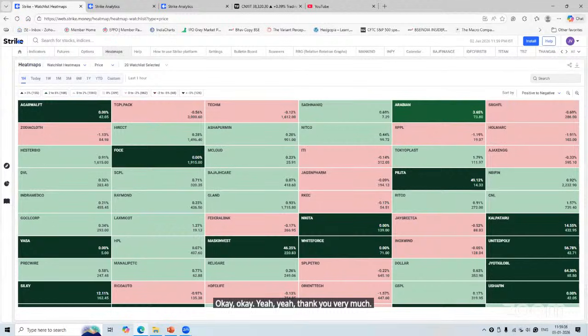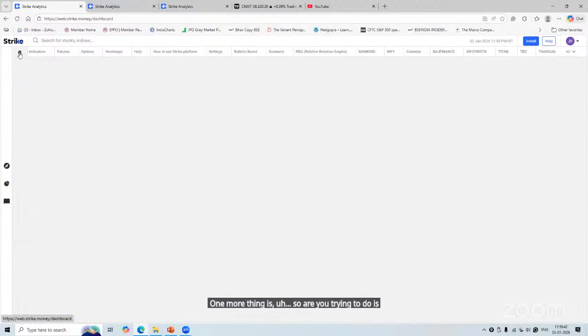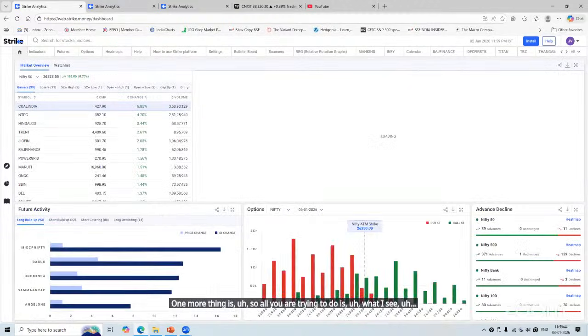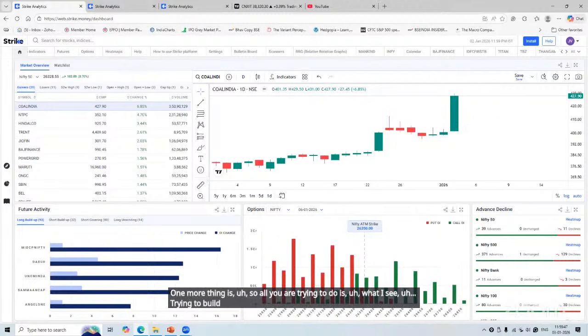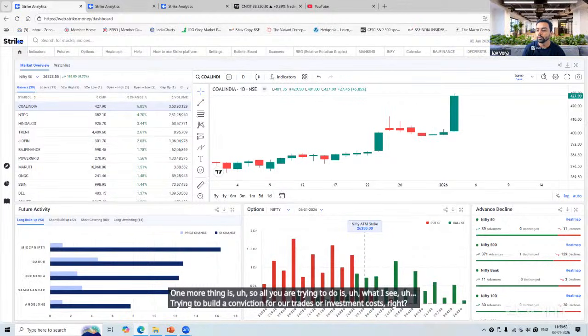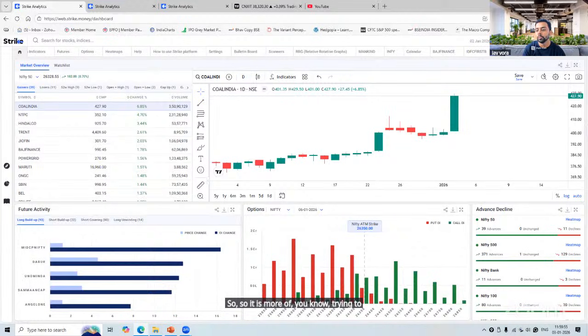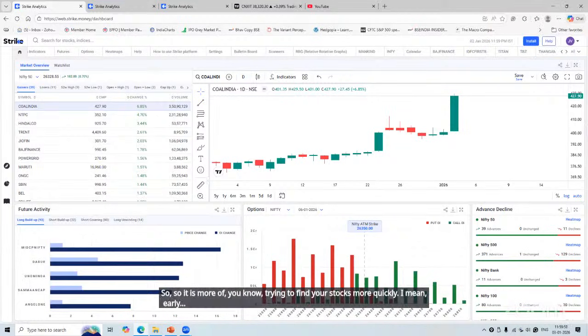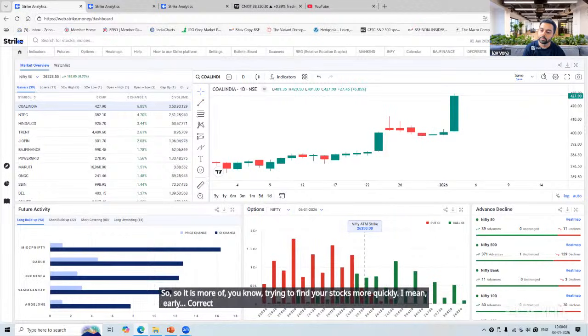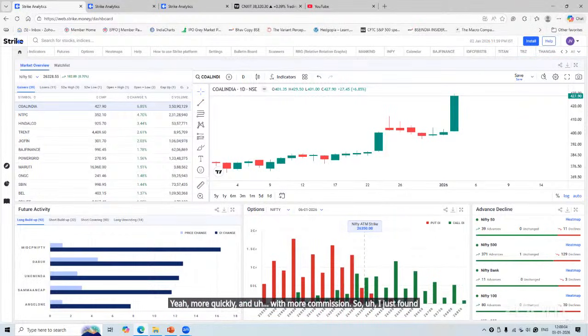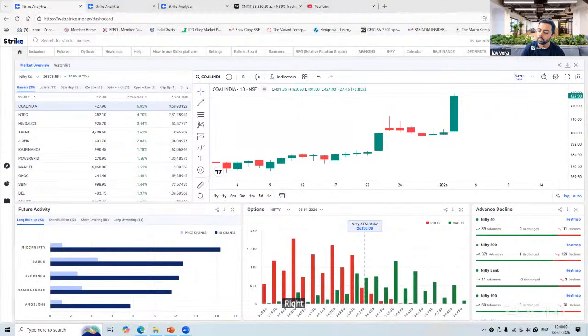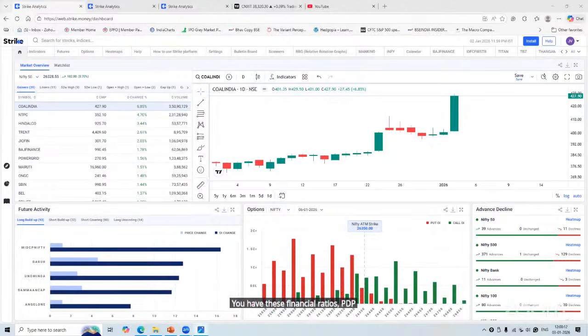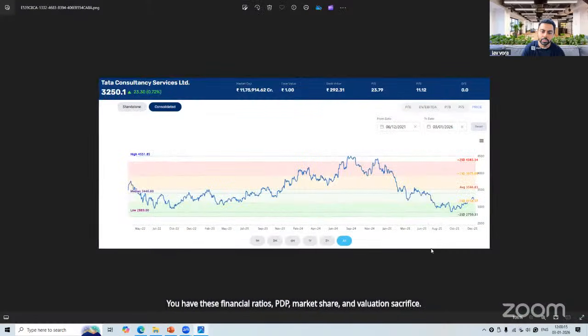One more thing is, what I feel all you are trying to do is build conviction over our trades or investment calls, right? Right. It is more of trying to find your stocks more quickly, and with more conviction. Correct. I just found a different interesting feature in some other platform. You have these financial ratios, PB, PE, market cap to sales, and valuation setup, right? This you have sent it, right? Yes.